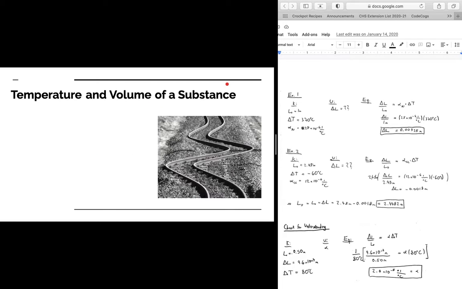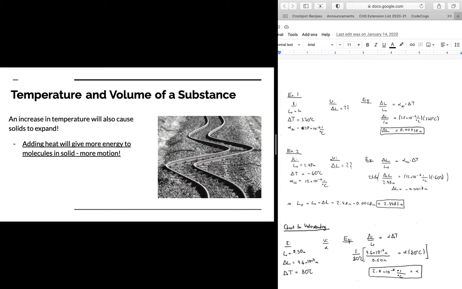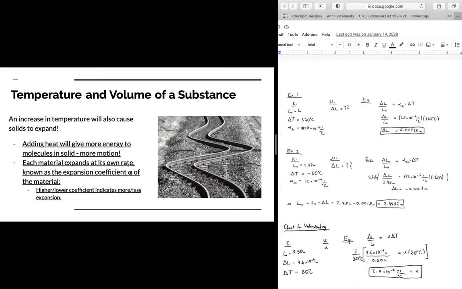So temperature and the volume of a substance, okay? An increase in temperature will also cause solids to expand. Adding heat will give more energy to molecules in a solid, meaning more motion. Each material expands at its own rate, known as the expansion coefficient alpha of the material. A higher coefficient indicates more expansion for a certain change in temperature, whereas a lower coefficient indicates less expansion for the same change in temperature, okay?